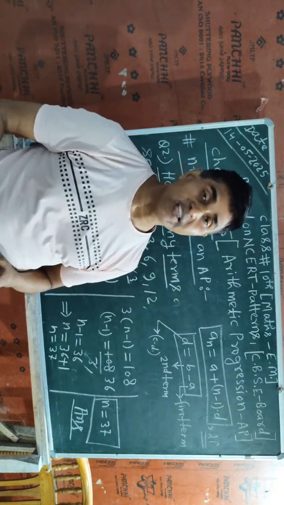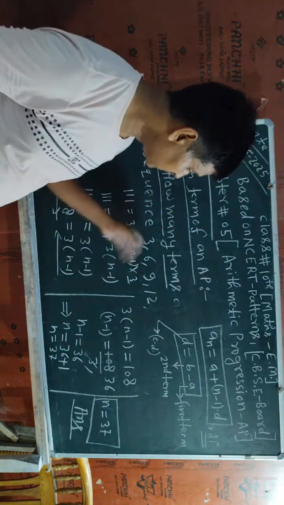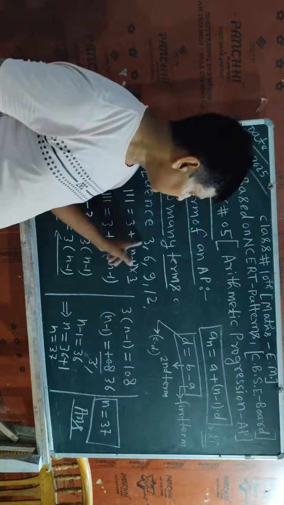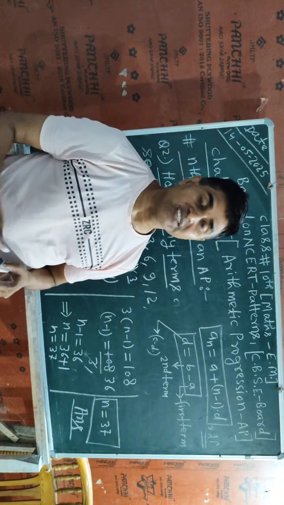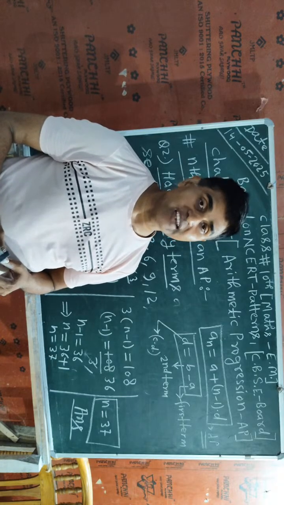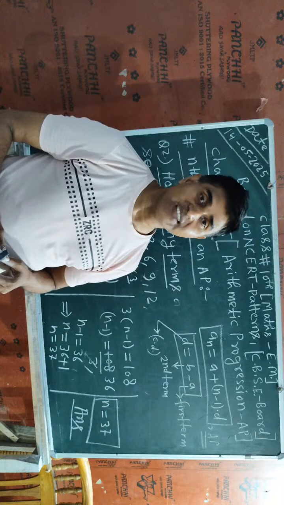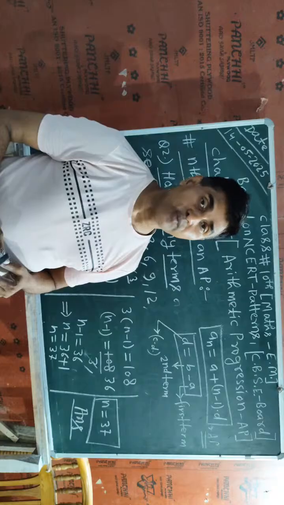Next topic, I will also explain how to get the sum of 37 terms. If any arithmetic progression is given, how to get the sum of those n terms? We can easily obtain it by a formula, and that formula I will define later.